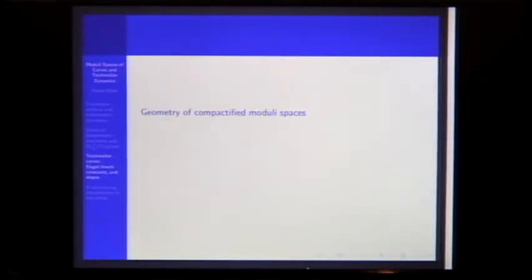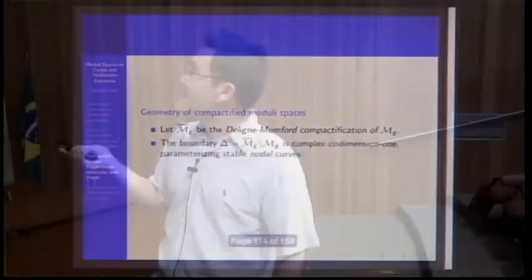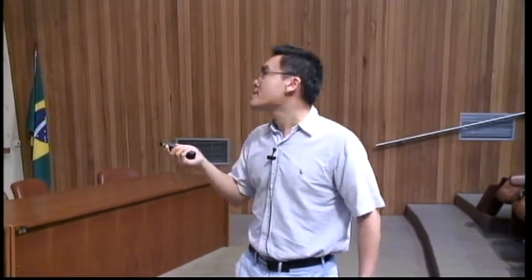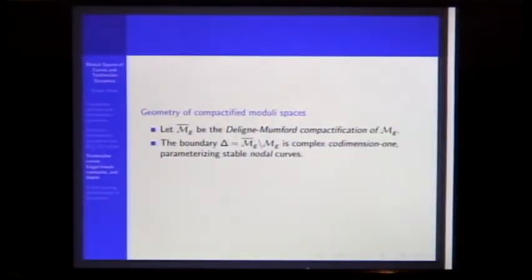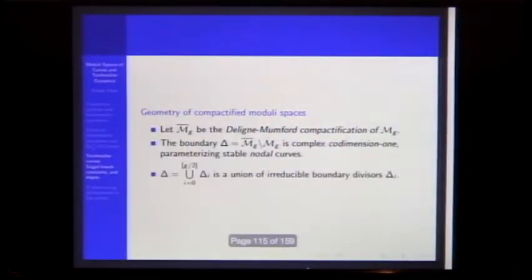OK, now let's get to something maybe more familiar to you. I want to talk about the geometry of compactified moduli spaces. So M_g bar is the standard Deligne-Mumford compactification of M_g. And the boundary consists of stable nodal curves. It further decomposes into a union of irreducible boundary divisors depending on the topological type of those nodal curves.